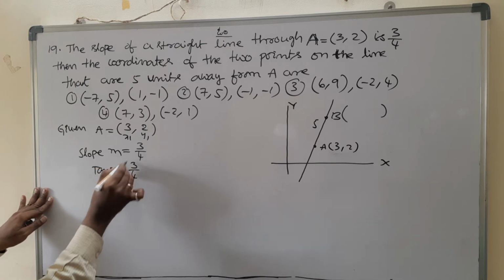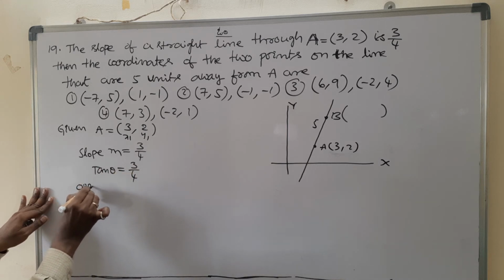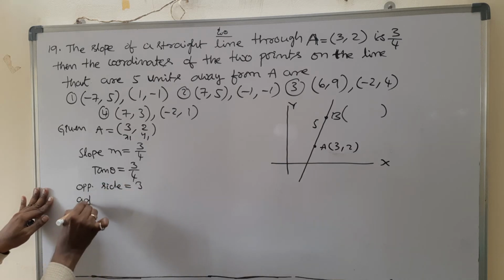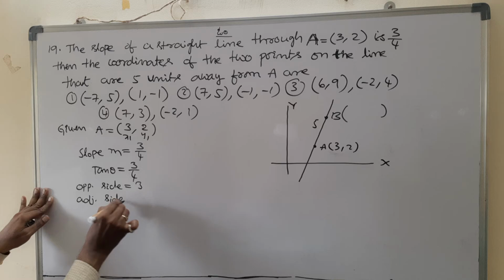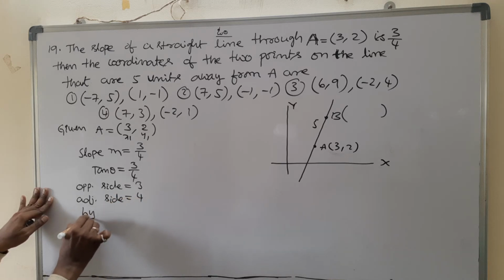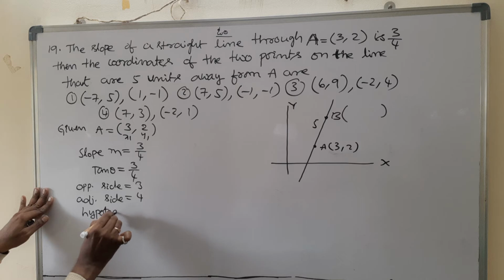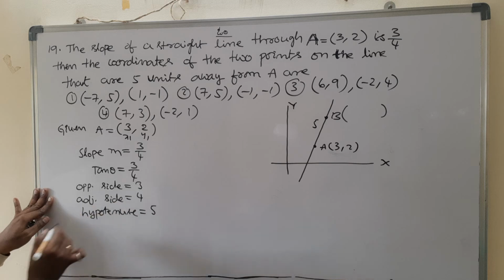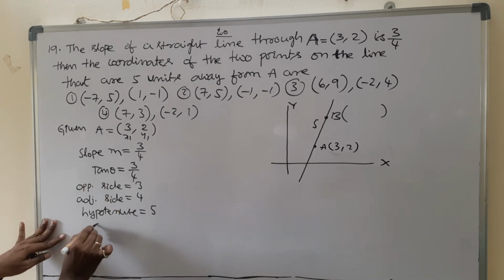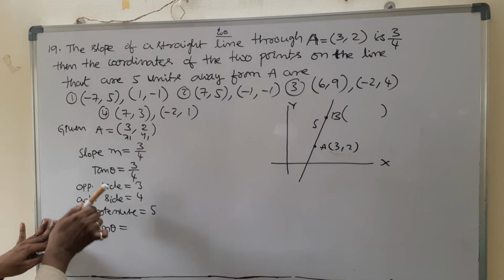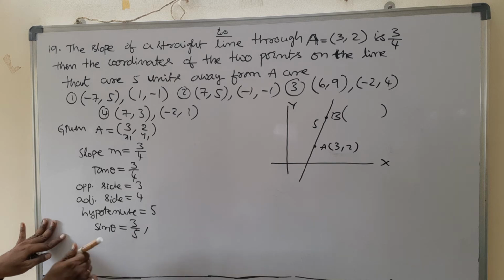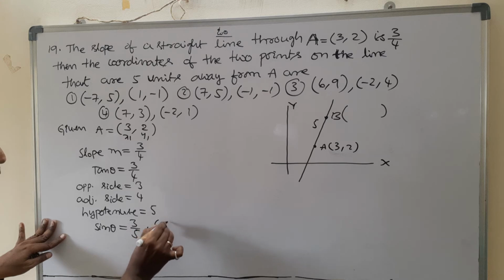Here the opposite side is 3, the adjacent side is 4. The hypotenuse we already know, since 3 comma 4 comma 5 form a right angle triangle. Therefore the hypotenuse is 5. Sin theta is equal to opposite side by hypotenuse, 3 by 5. Cos theta is equal to adjacent side by hypotenuse, cos theta is equal to 4 by 5.